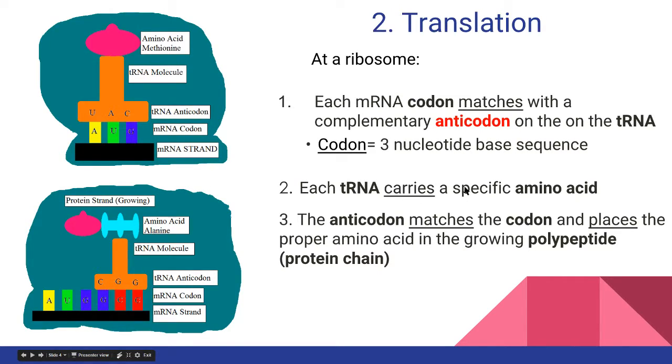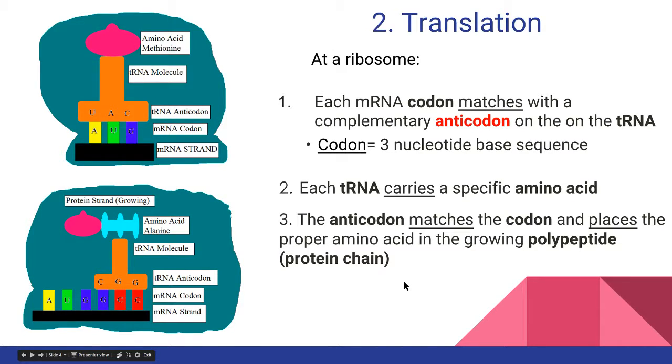Each tRNA carries a specific amino acid. Now, this is the tRNA right here, this orange here. This up here is the amino acid that it carries, and this is the anticodon. So this is a 3 base sequence that's complementary to this right here, to the codon on the mRNA strand. Now, when these match up with the right codon, it places the proper amino acid into a growing polypeptide chain, and a polypeptide is a protein.